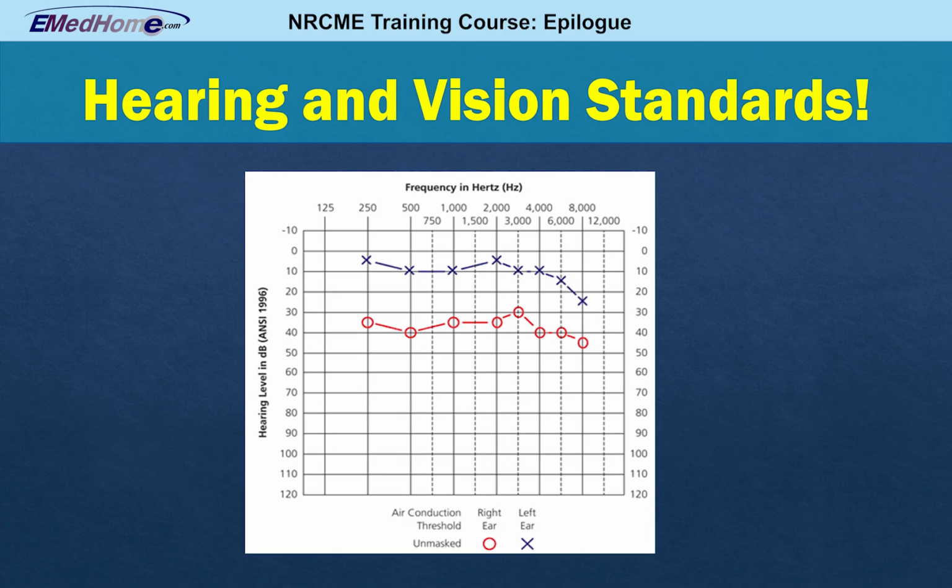You may well be asked to interpret an audiogram graph, such as the one shown here, to determine which ear or ears meet the hearing requirement. This is straightforward as long as you know the hearing standards. There are several other items from the curriculum that often appear on the NRCME exam, which we will now review.